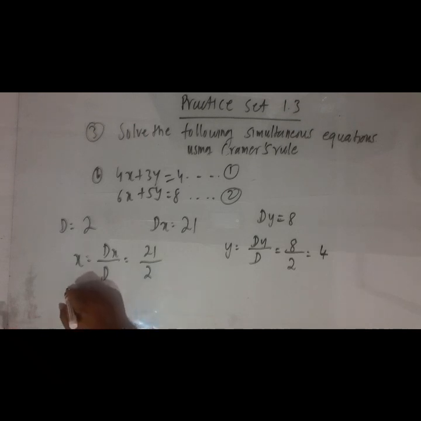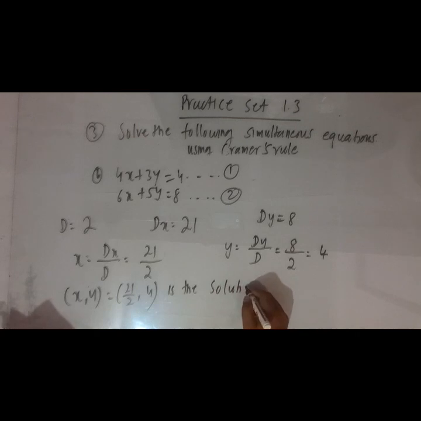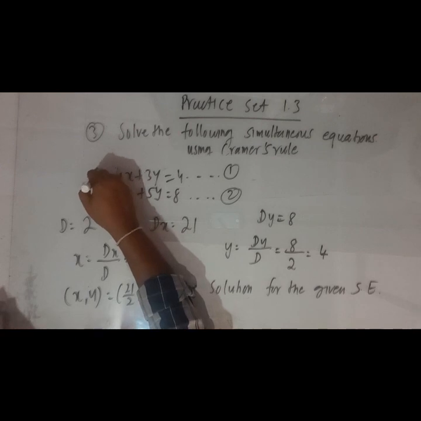So what are the coefficients, x and y? x is 21 upon 2, comma, and the value of y is 4. So this is the solution for the given simultaneous equations. This is the second sub question that we solved.